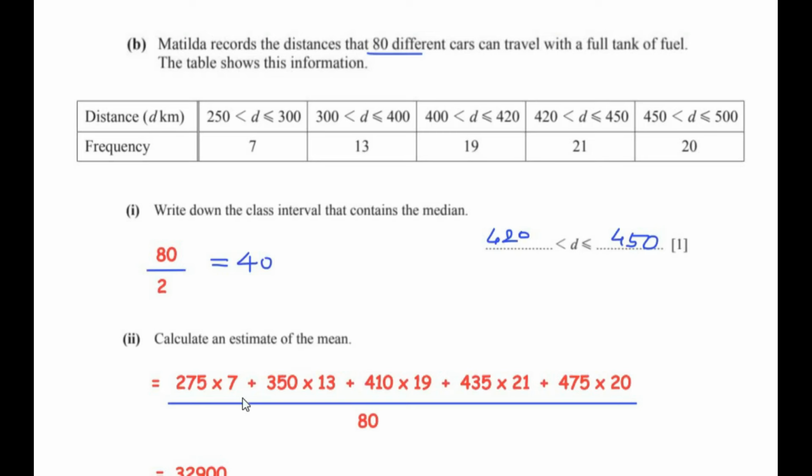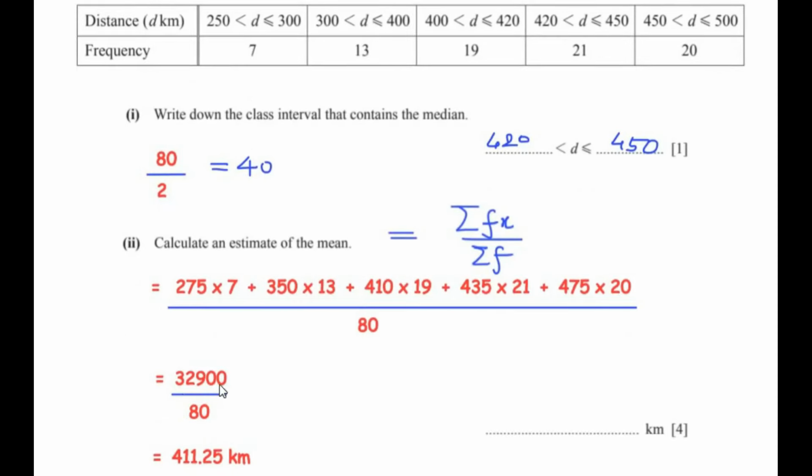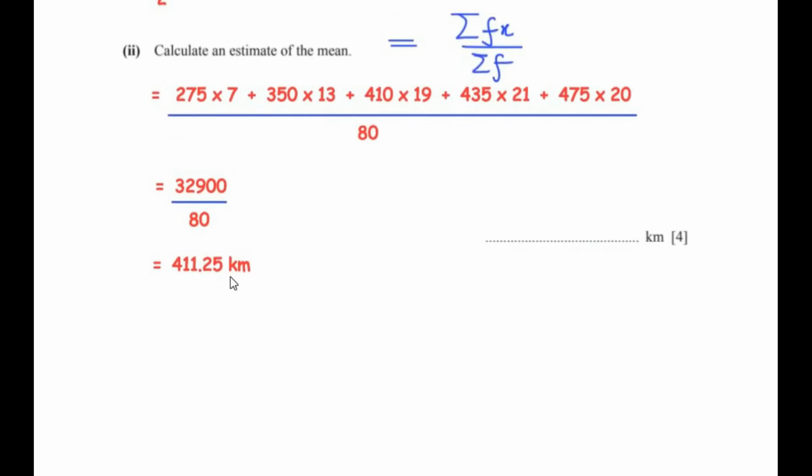Now after doing that, we have to divide it by its total frequency, which is 80. So here we have made use of this formula, that is summation f x over summation f. So summation f x is the midpoint of each class interval multiplied with frequency, divided by the total frequency, 80. Now simplifying this, we get the numerator as 32,900 over 80, or 411.25 kilometers. So this is our mean.